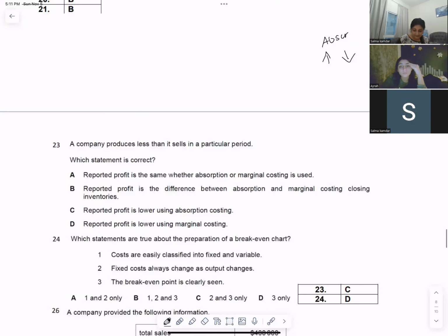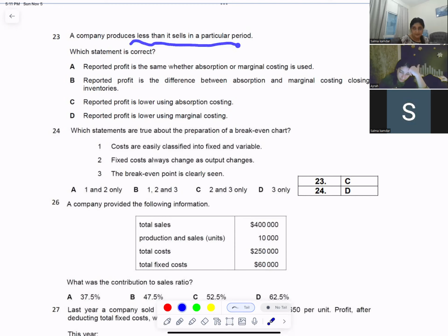Read the question. A company produces less than it sells in a particular period. Which statement is correct? You produce less than you sell. You produce less and you sell more. So which statement is correct? Read.